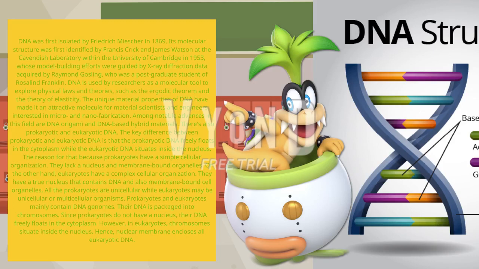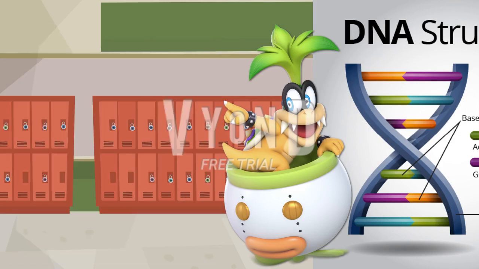Prokaryotes and eukaryotes mainly contain DNA genomes. Their DNA is packaged into chromosomes. Since prokaryotes do not have a nucleus, their DNA freely floats in the cytoplasm. However, in eukaryotes, chromosomes situate inside the nucleus. Hence, a nuclear membrane encloses all eukaryotic DNA. DNA and RNA both collect information.